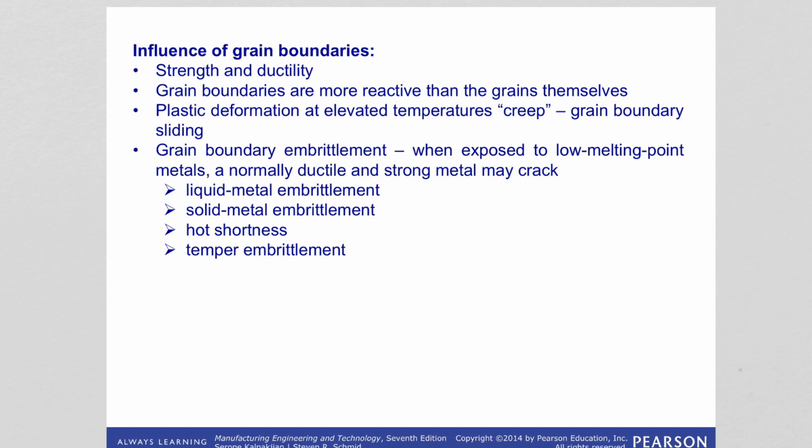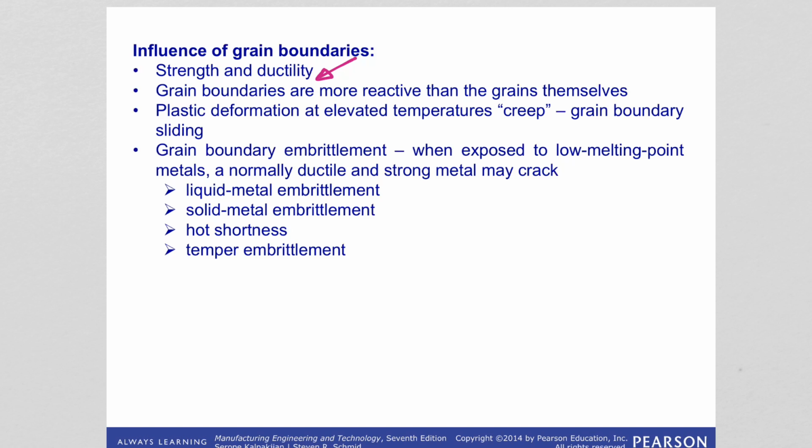As we have talked about, grain boundaries are very important, and grain boundaries influence the strength and ductility of metals, because we learned that dislocation motion is prevented by the grain boundaries.